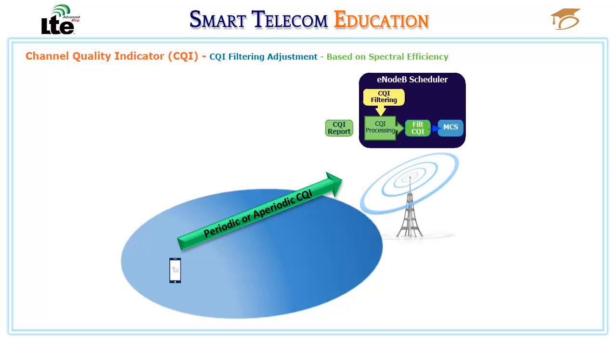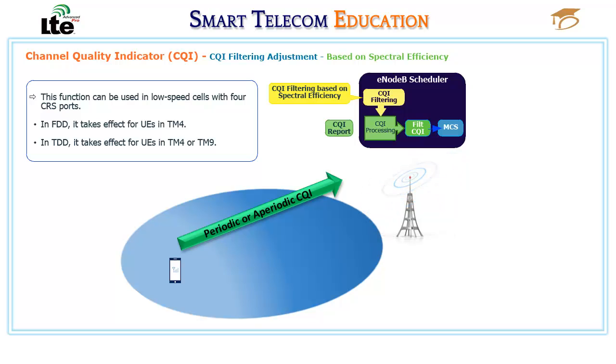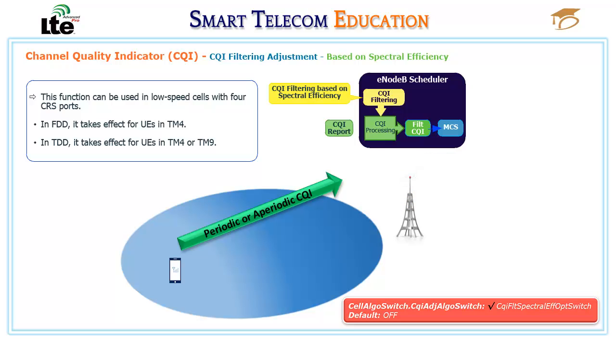The CQI filtering can be adjusted based on the spectral efficiency. This function can be used in low-speed cells with 4 CRS ports. In FDD, it takes effect for UEs in transmission mode 4. In TDD, it takes effect for UEs in transmission mode 4 or transmission mode 9. This function is controlled by the CQI filtering spectral efficiency optimization option of the CqiAdjustAlgoSwitch parameter.